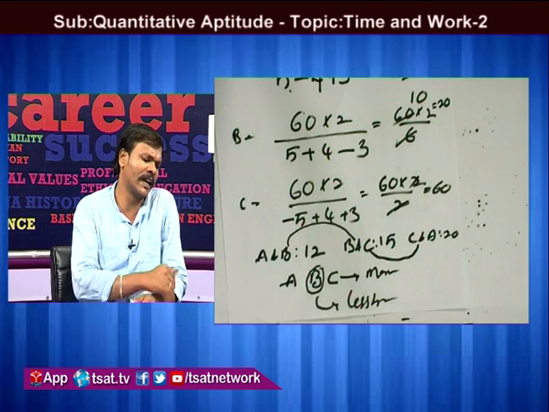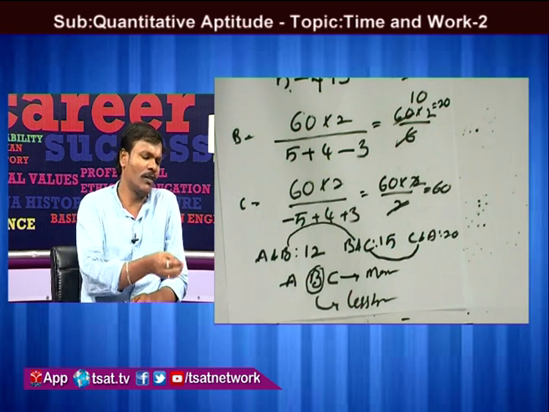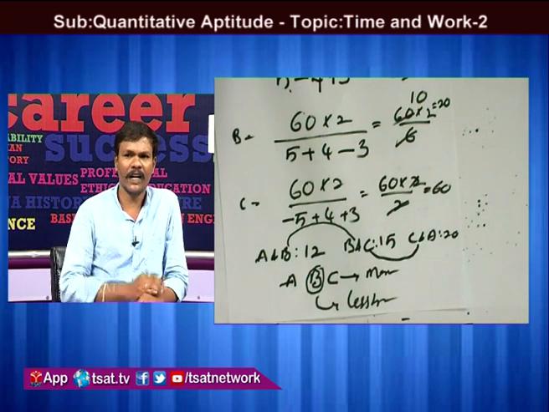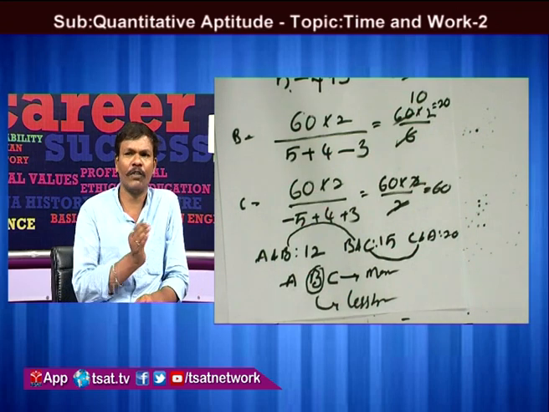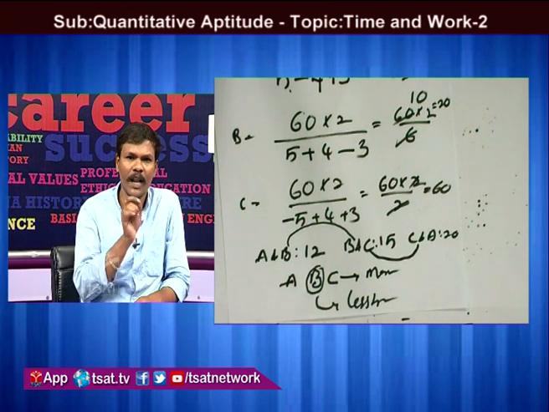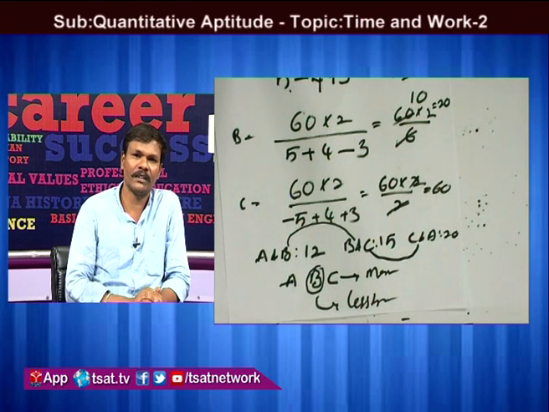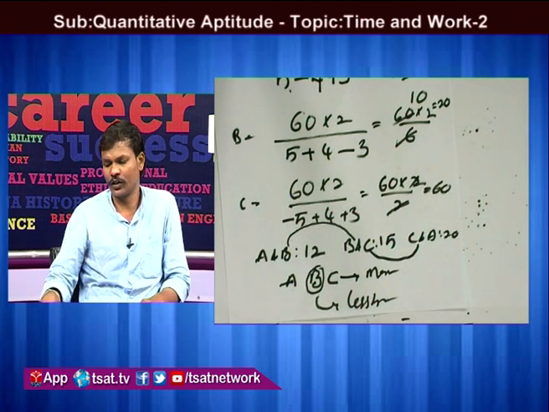So, no need to calculate A, B, C to compare them. We have to just compare the ascending order and the continuity of the persons and take the first persons from all of the groups A, B, C. The middle person will take less time, the last person will take more time. Is it clear? Right. Move on to the next question.